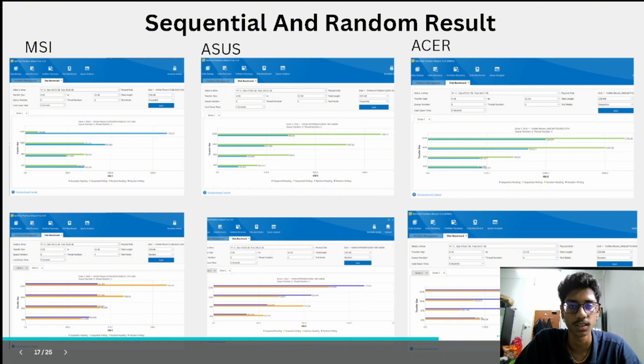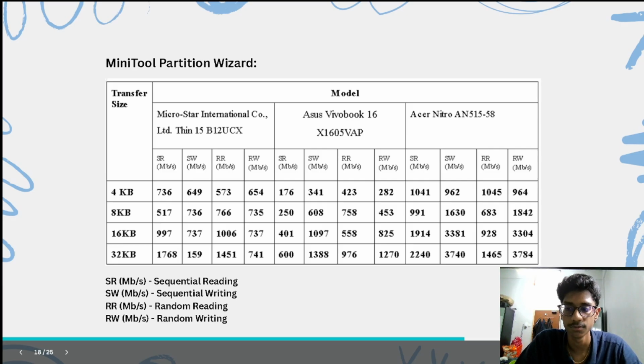We compiled this in table form and used four performance metrics: sequential read, sequential write, random read, and random write. These measure how fast the system can read large continuous blocks of data, or small and scattered read operations for background processes and caching.